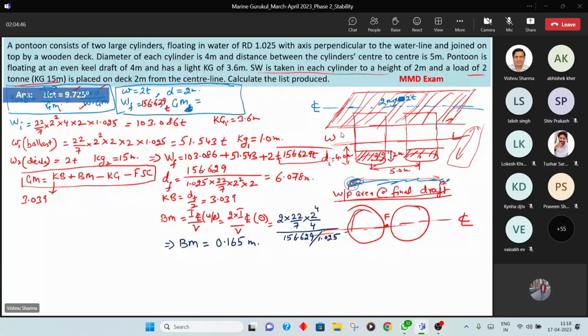Yes, sir, 0.165. Fantastic. So now you have plus 0.165 BM. Please review BM. Let me know if there are any questions on BM.